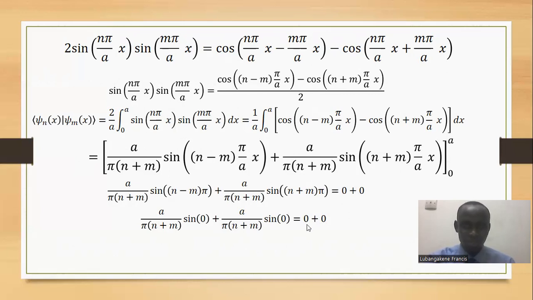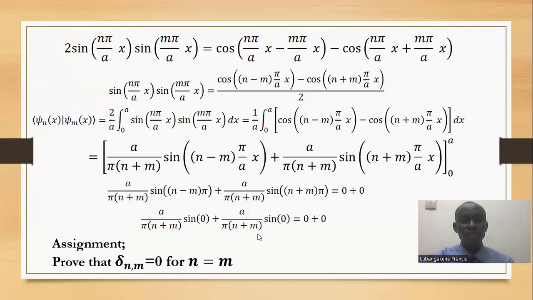And also when we substitute 0 as the lower limit here, we shall have sine of 0 plus sine of 0, which is also 0 plus a 0. You can bear me witness that this one here is giving us a summation of 0, and therefore we can see clearly that the Kronecker delta is 0 as prior given. But now our assignment is here. Prove that the Kronecker delta nm is equal to 0 for n equals to m.